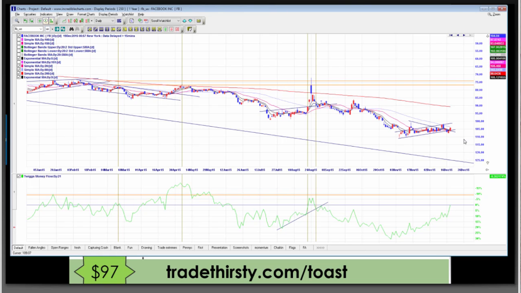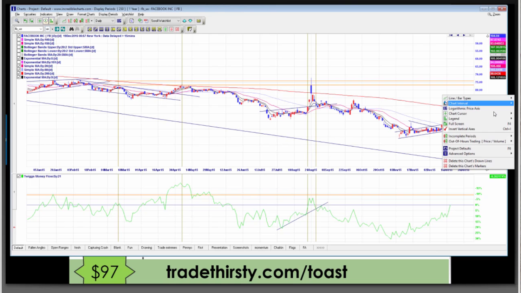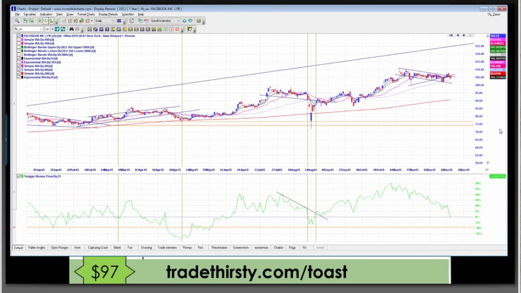The problem is, once again, it doesn't look perfect, and I feel that the reason I would trade Facebook is not because it's perfect, but because it's popular, and that's the wrong reason to trade a stock. So I don't like it because it's not perfect. That's my reason. Again, flipping it upside down, you can see it's just not clean.